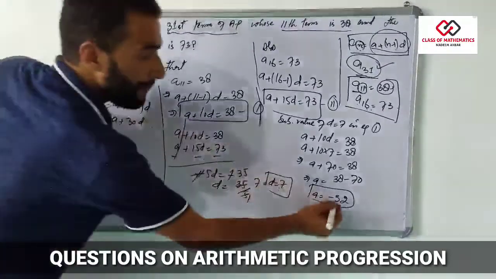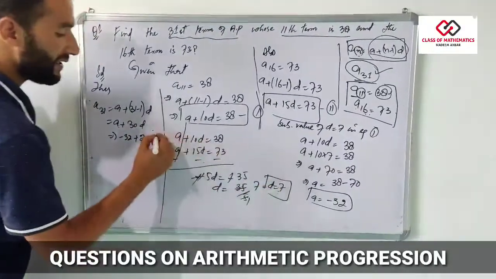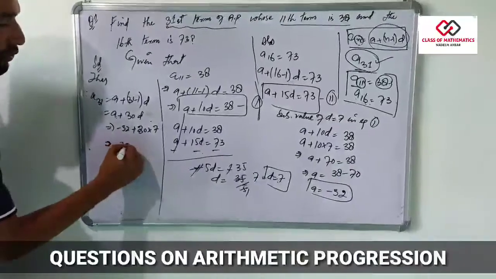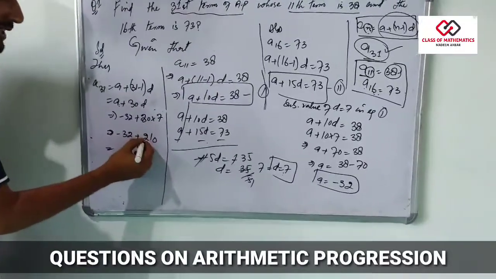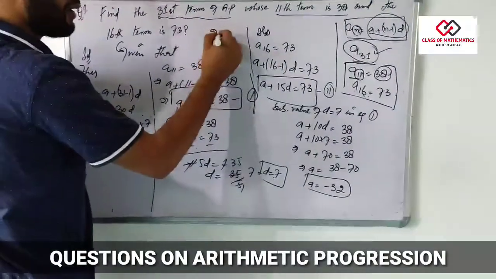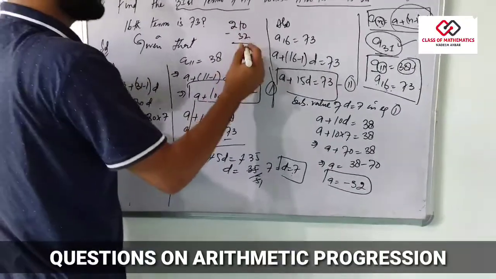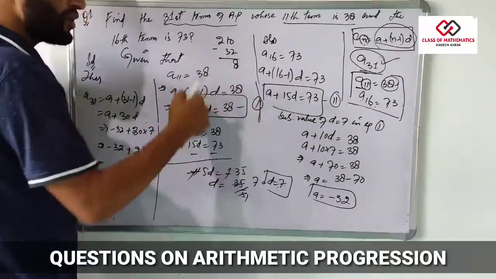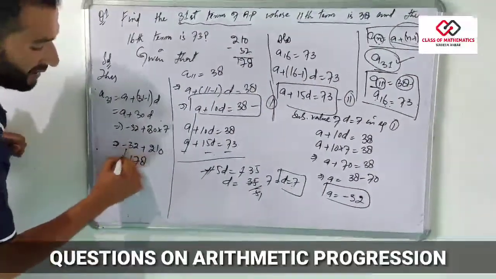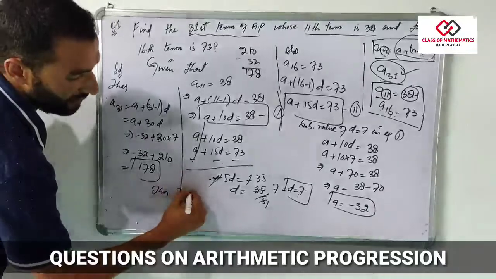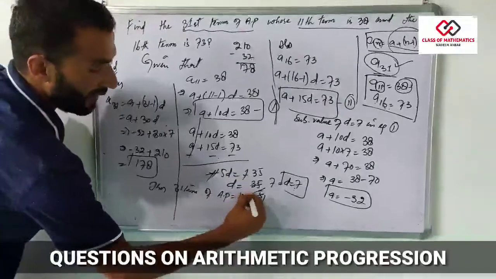Now what is in place of this A? Minus 32 plus 30 into, what is in place of this D? 7. So it will be equal to minus 32 plus 7 zeros are 0, 7 threes are 21. The sign will be plus because this is bigger. So it will be 210 minus 32. So it will be 10 minus 8, that will be 10 minus 2, that will be 8. So it will be 10, that will be 7. So it will be 1. So the answer will be 178. Thus, the 31st term of the AP is equal to 178.